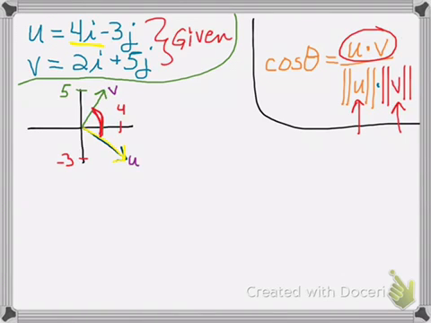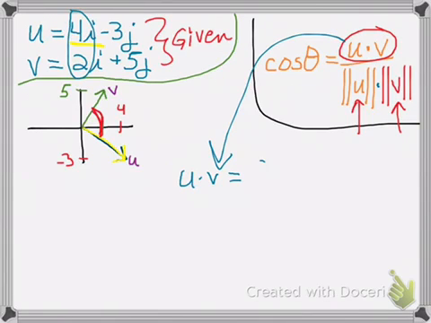So here we go. We're going to find the dot product of the two vectors. So down below here, u dot v. I'm going to take the x coordinates, 4 times 2 is 8, plus I'm going to multiply the y coordinates now. The y coordinates would be -15. So we'd say the dot product is -7, okay?